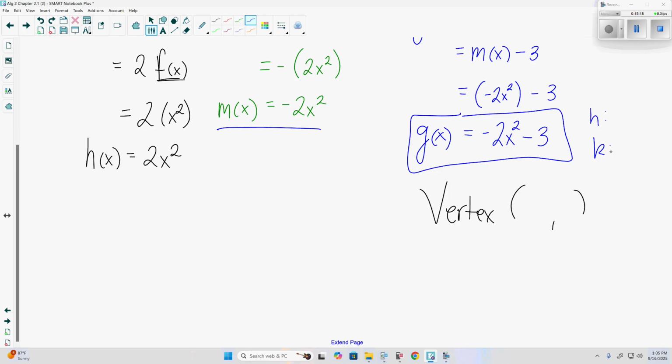H and K. Well, let's look at K first. What is our value of K? K would be -3. It's outside, yes? What's the value of H? 0. Because H is located inside parentheses, yes? We don't have parentheses, so H has to be 0.